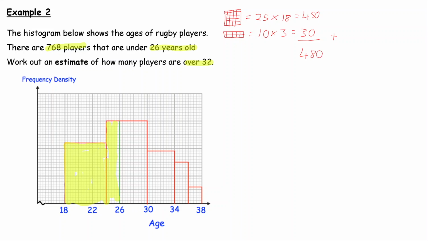Okay, so I've got 768 players being shared between 480 squares. So to find out how many players I've got per square, let's do 768 players divided by 480 little squares. So I can find out the value of one square, because then I've got players per square.